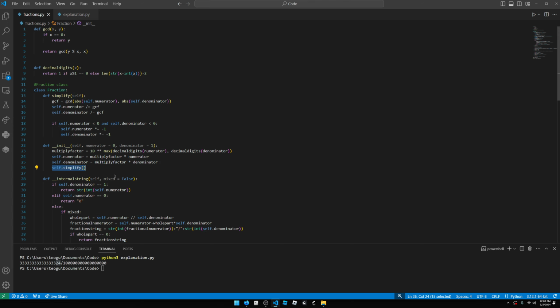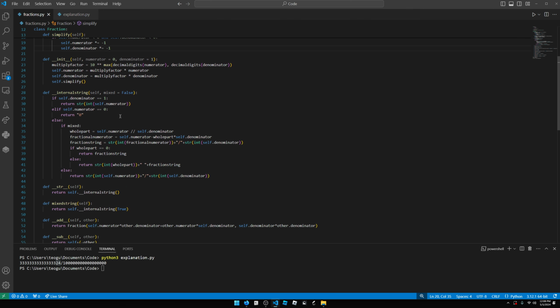Okay, let me talk about simplify. It just divides the greatest common factor out here. It's pretty obvious what it does. And here it prioritizes, if both the numerator and denominator are negative, then it makes both of them positive because that's generally more simplified. You don't randomly make stuff negative.